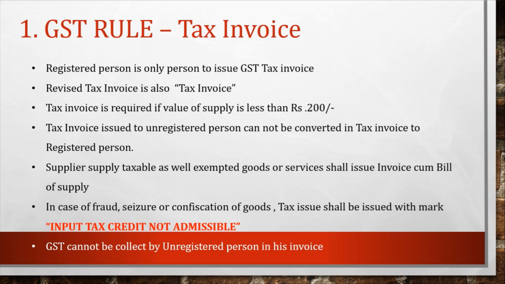Sometimes, in case of fraud, confiscation of goods, misstatement of facts, or seizure, after this proceeding, whatever tax invoice you issue, you have to mark that input tax credit is not admissible. You have to specially mention it on the invoice. Second thing, an unregistered person who is not registered under GST cannot issue an invoice including GST. He cannot mention GST in his invoice. He has to issue a simple invoice.